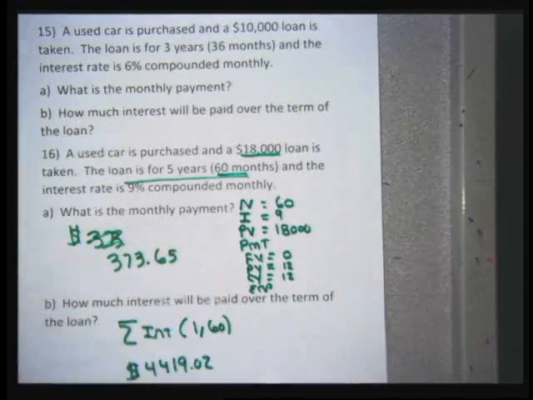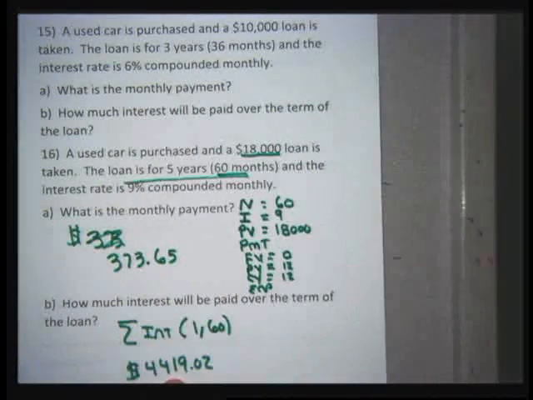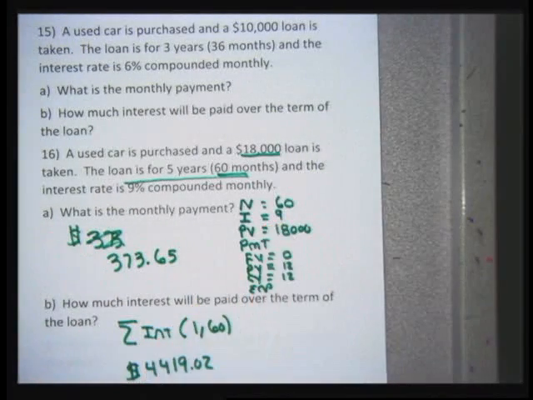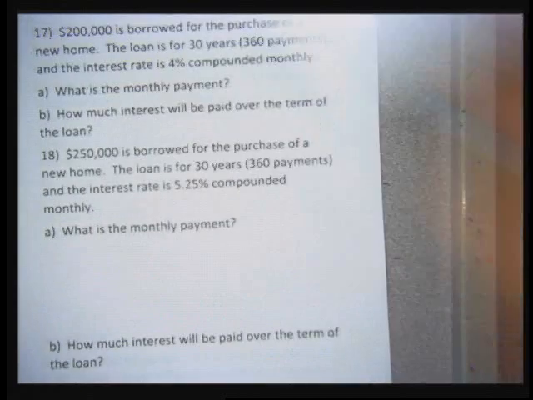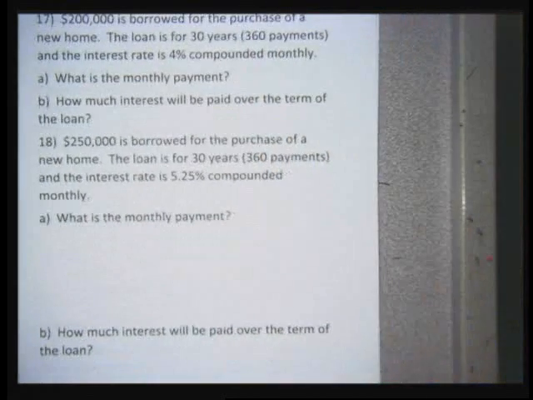On an $18,000 loan to have $4,000 worth of interest, it's because the interest rate is so high. 9% is a reasonably high interest rate for a car. The lower the interest rate, the less your interest is going to be. But $4,000 isn't a lot compared to what it's going to be on a home loan. On a home loan, it's shocking how much interest you pay over a 30-year loan. And that's what 17 and 18 ask us to do.